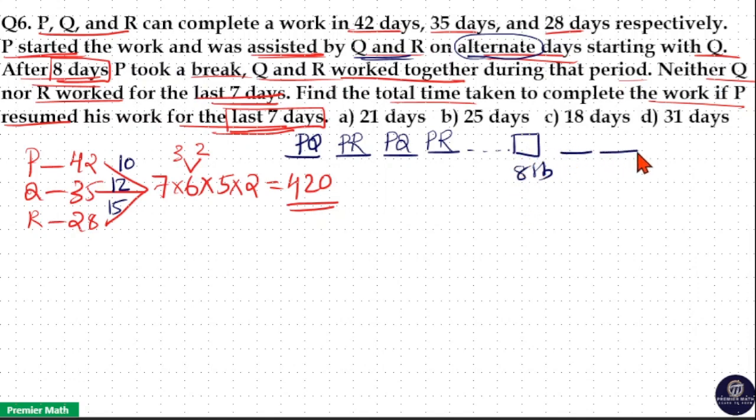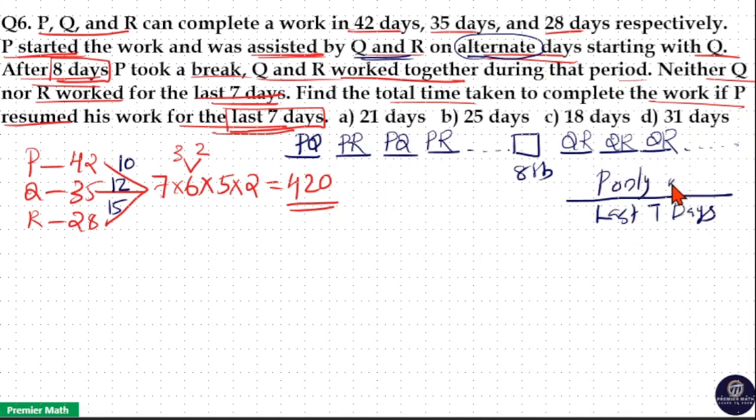Then Q and R worked together, and we don't know how many days they worked. Again for the last 7 days, P only worked. That is, he completed this work. Which means we know in the initial 8 days P worked, and 4 days Q worked and 4 days R worked. And in between the last 7 days and the initial 8 days, Q and R together worked. We don't know how many days they worked together. Now we have to find it.